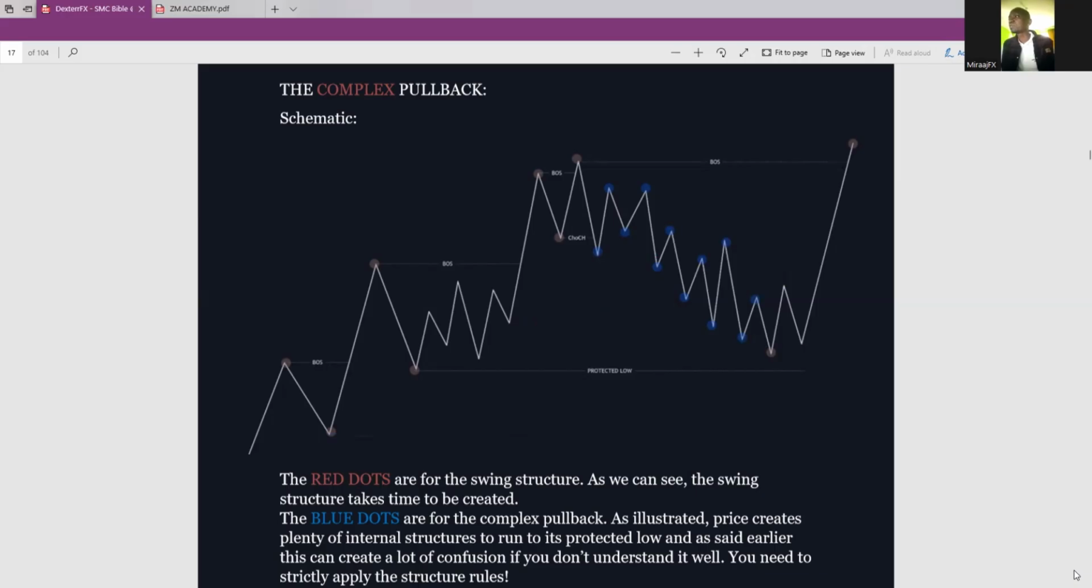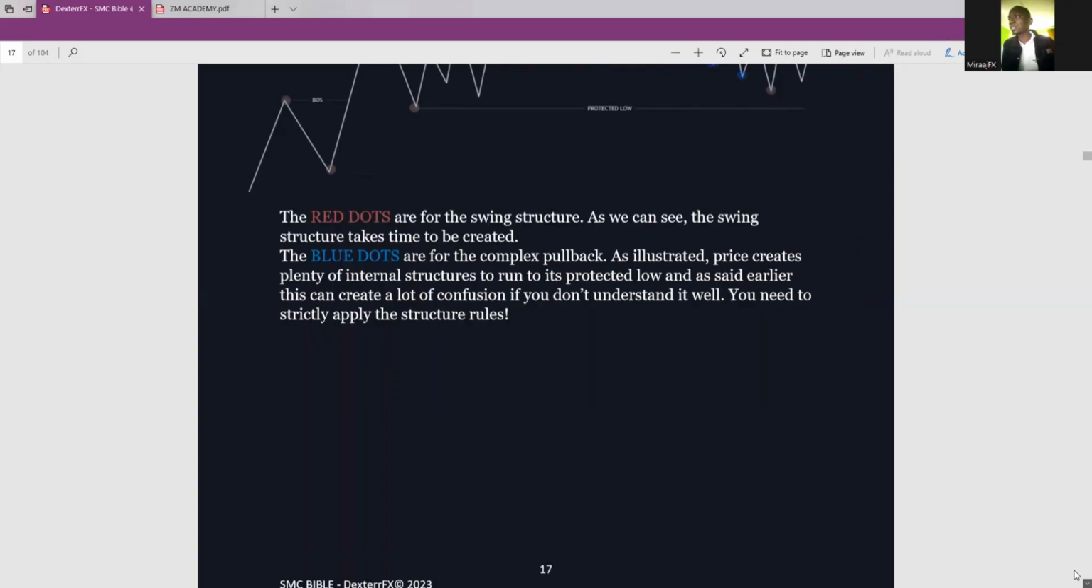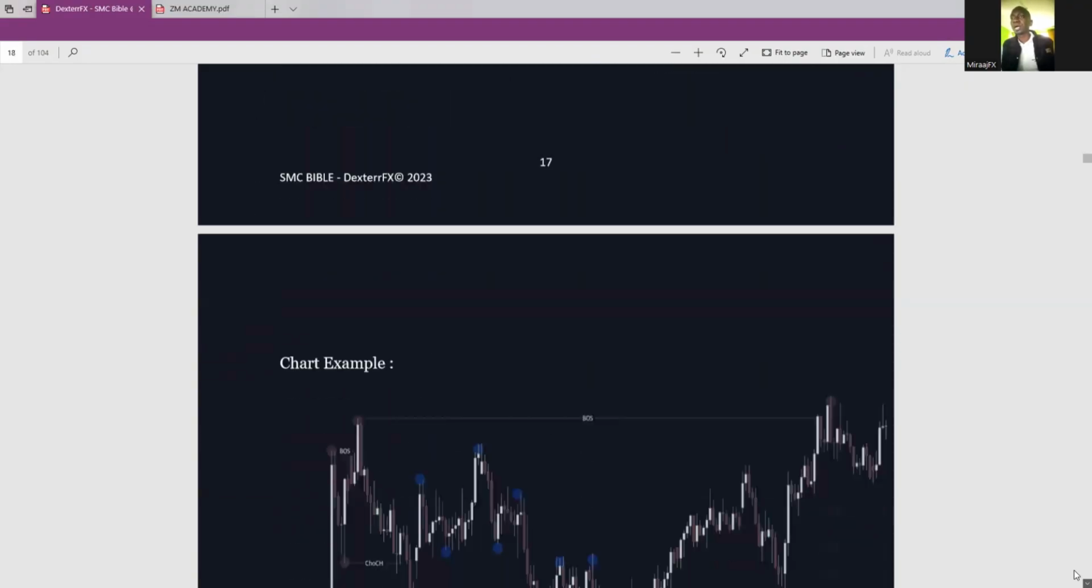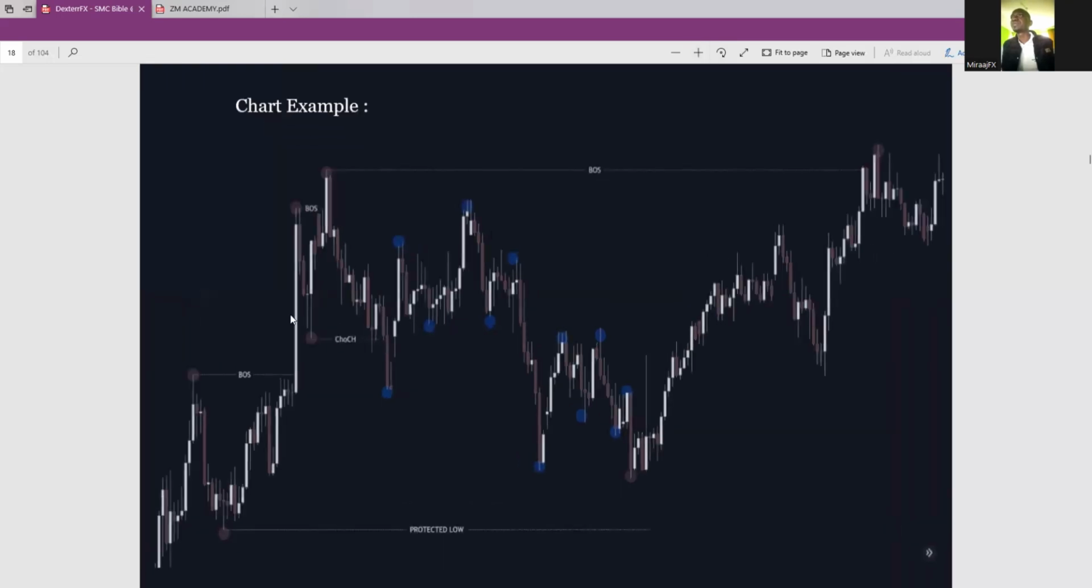So the complex pullback is a concept that you need to understand for you to be able to avoid getting trapped in the market. So let's take a look at a few charts here before we go to the trading view. Here's an example of a complex pullback. You can see here, this is a swing high, swing low, swing high, swing low, swing high, then change of character. We have a change of character here, and then after that, what happened? You can see the market really took a lot of time before it pushed all the way up aggressively, breaking structure above. So this is basically something that you really need to understand so that it can be easier for you to know what is really happening here.